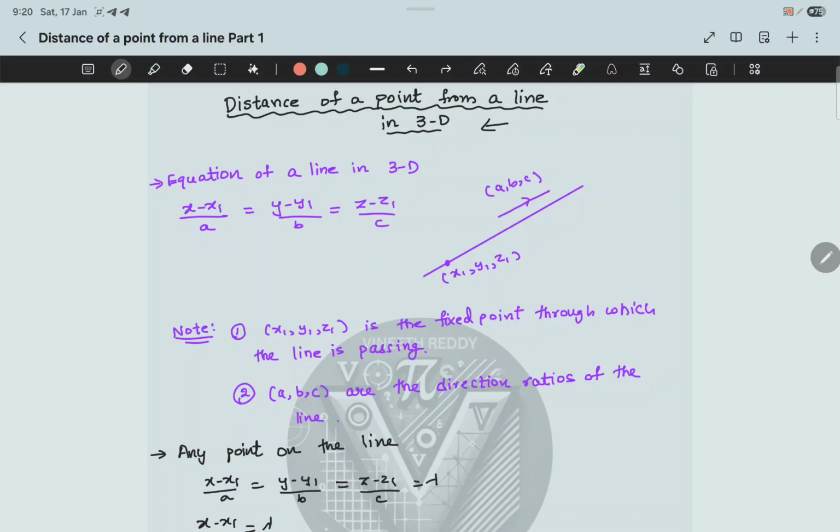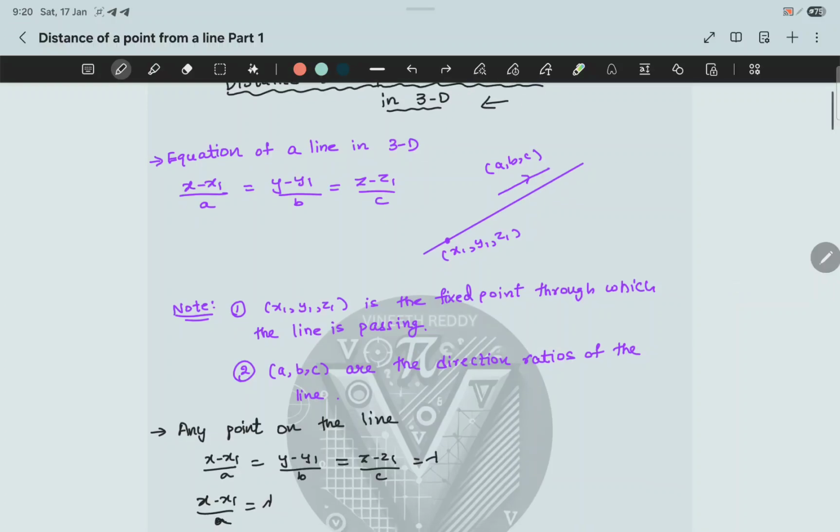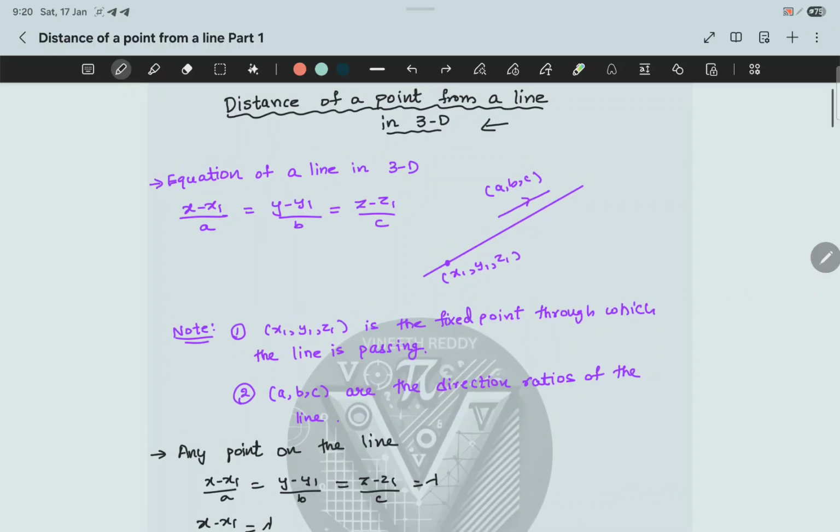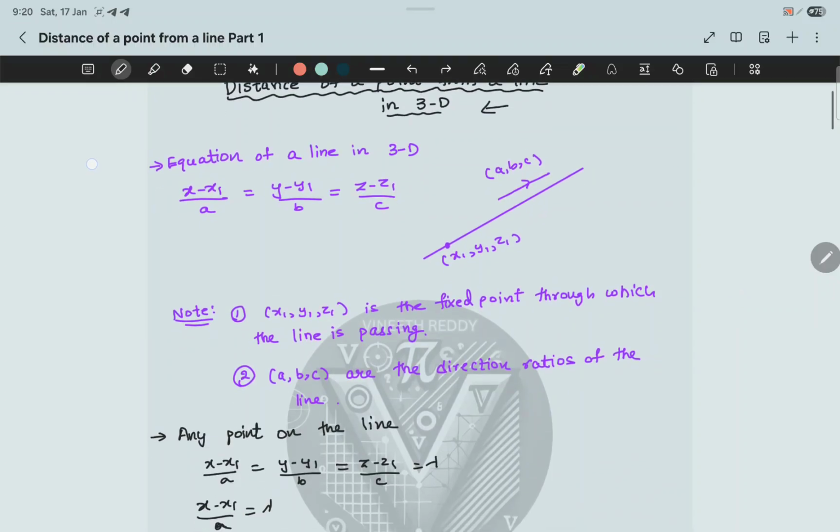In this particular video, we will be focusing on a specific topic from 3D geometry, that is how to find the distance of a point from a line in 3D. As we know, 3D geometry and vector algebra has a very good weightage in JEE. So I'm trying to cover the important models from that particular topic in this video.